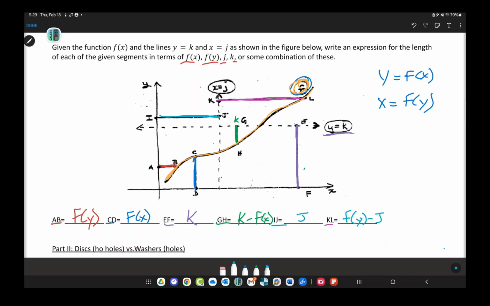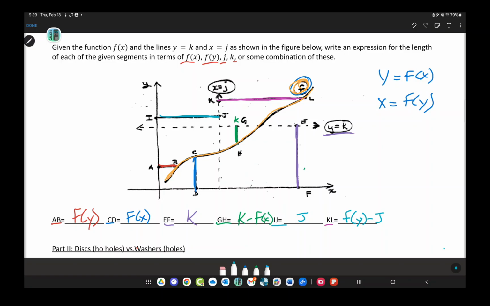Now, the purpose of this exercise is to go through the steps. If I am rotating around a vertical line, then the width of my shape needs to be in terms of y.